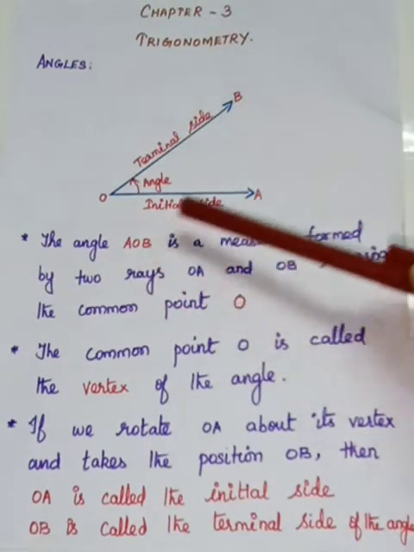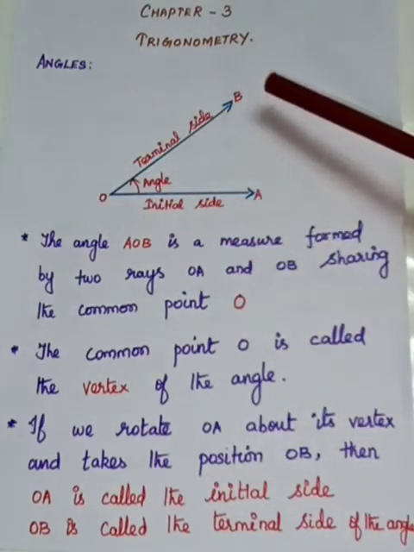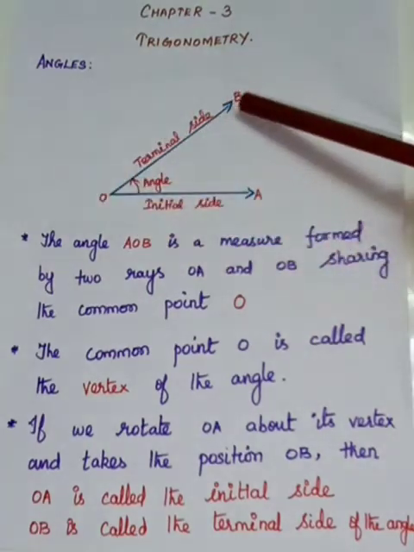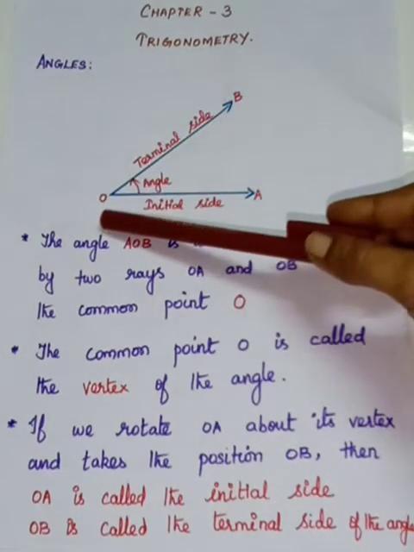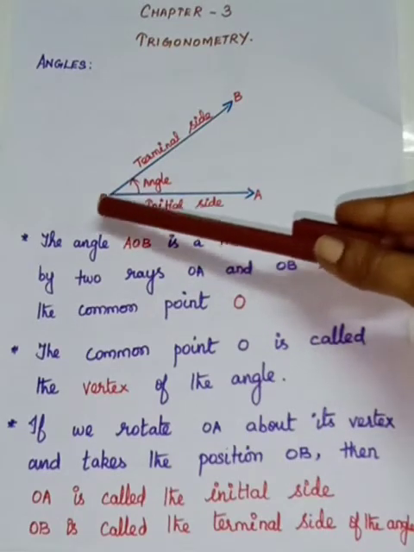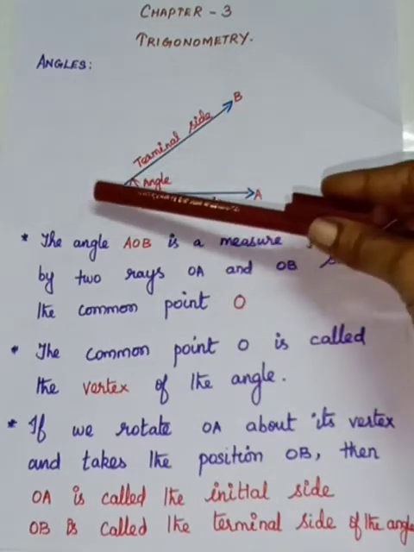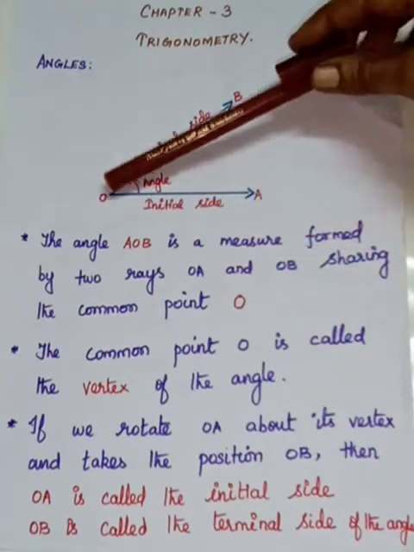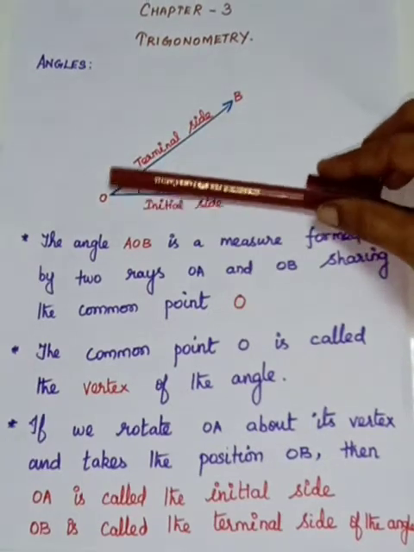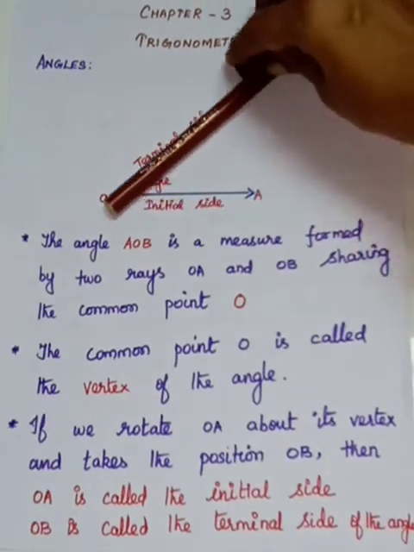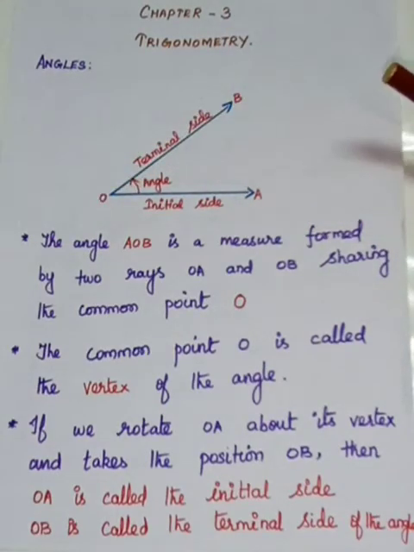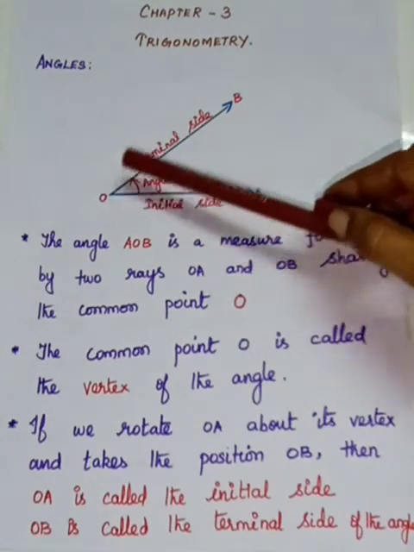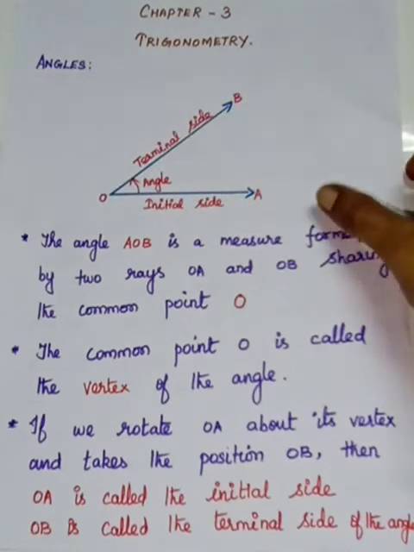The angle AOB is formed by two rays OA and OB sharing the common point O. The common point O is called the vertex of the angle. If we rotate OA about its vertex and it takes the position OB, then OA is called the initial side of the angle and OB is called the terminal side of the angle.